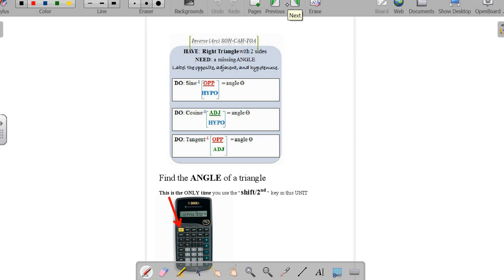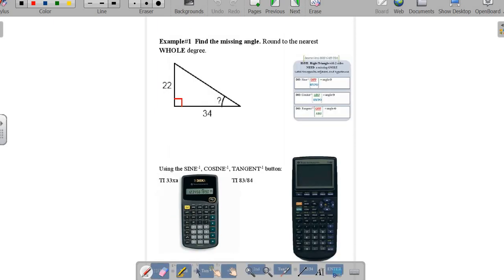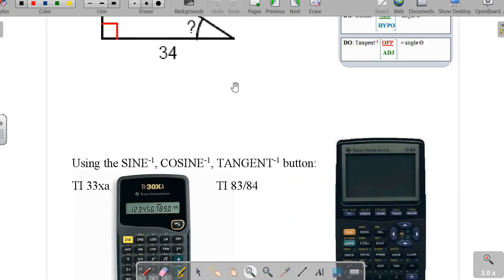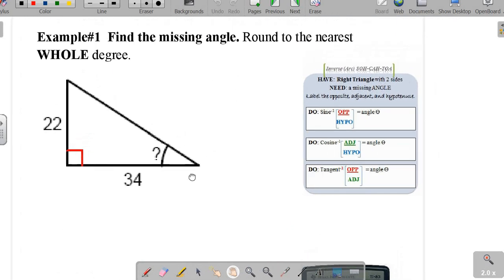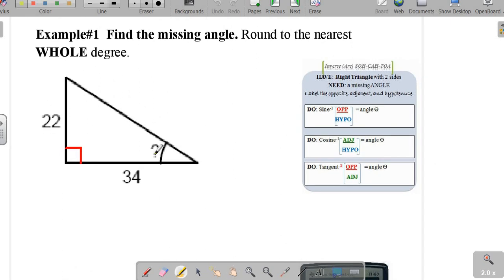So you need to find what's called your shift or second function key on your calculator, and this is the only time you will use it in reference to SOH CAH TOA, when you're looking for angles. So just be very careful. This is so easy. Watch very carefully. Okay, so right here, we're going to find this missing angle. So that is going to be labeled our theta.